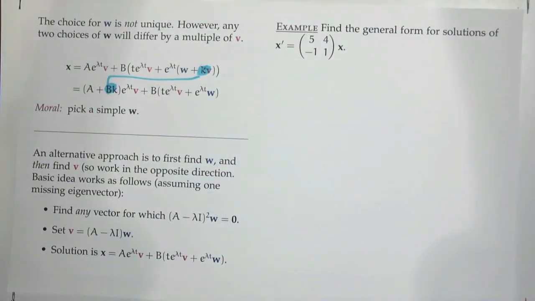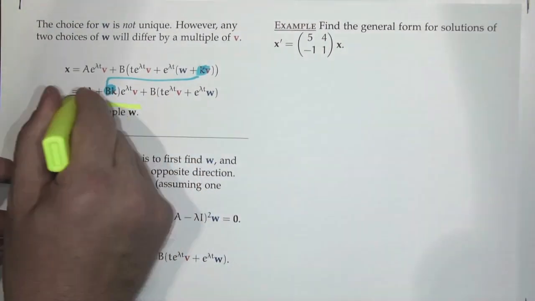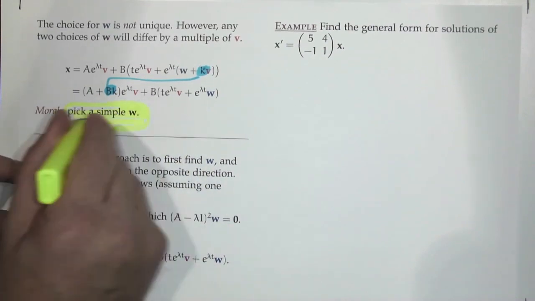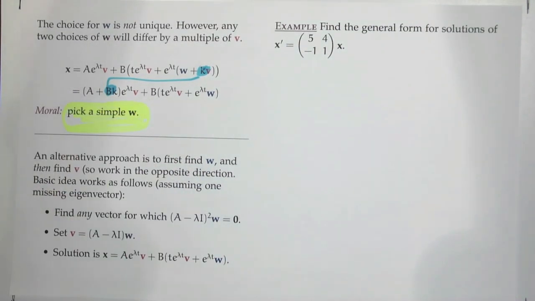So why does that help us? Well, because there's an important lesson here. Be nice to yourself. Pick a simple w. Don't try to pick anything complex. Just be like, I'll pick the easiest thing I can. All right. Now, what you've just seen is what the book does.